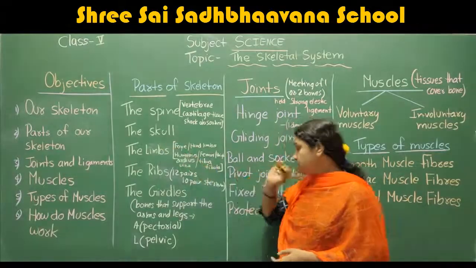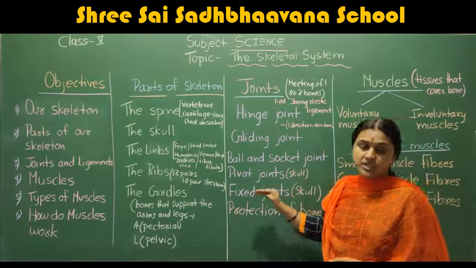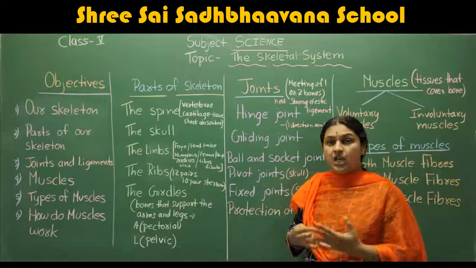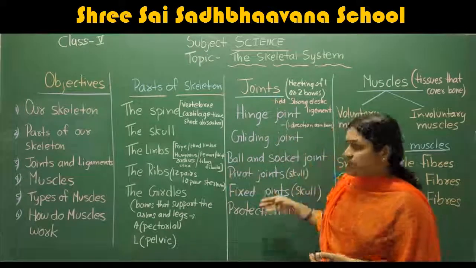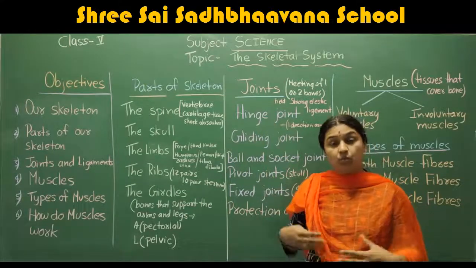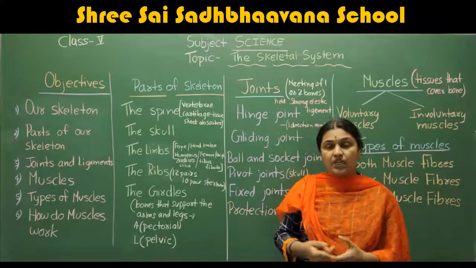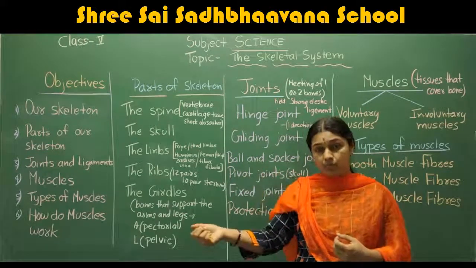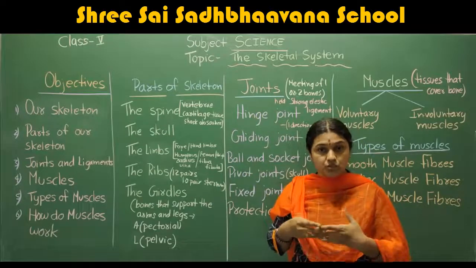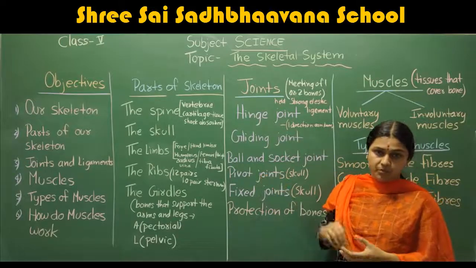Right, children? So we discussed what is the fixed joint. These are the joints which cannot move. Okay? Do you think it is important that we take care of these joints or these bones? Why do you think it is important, children? We all know that our action or our movement depends on these different bones. So it becomes important that we take care of them in the proper way.